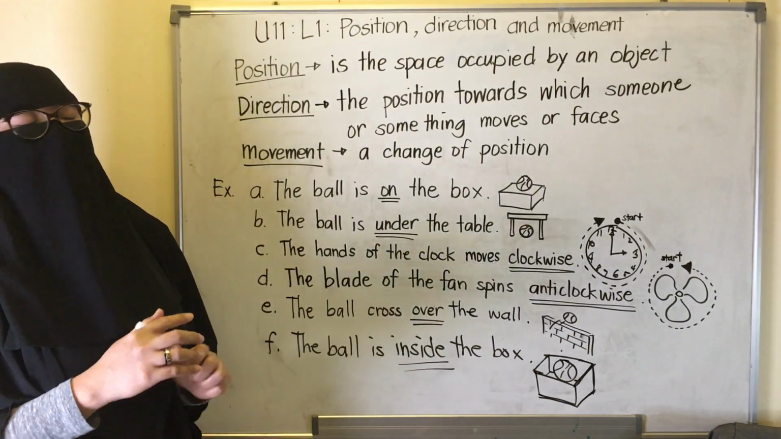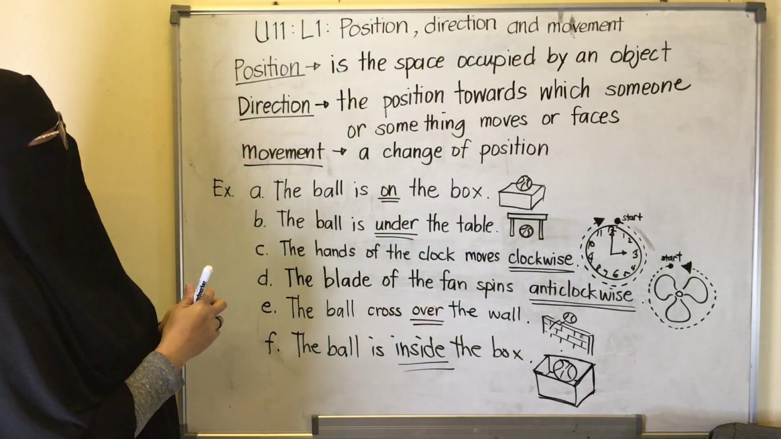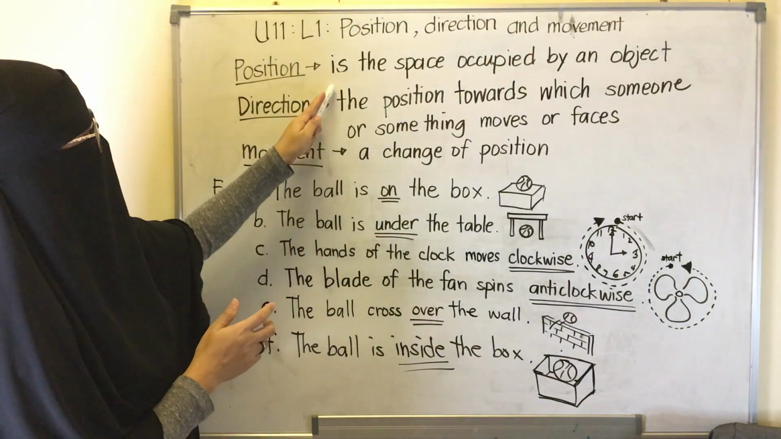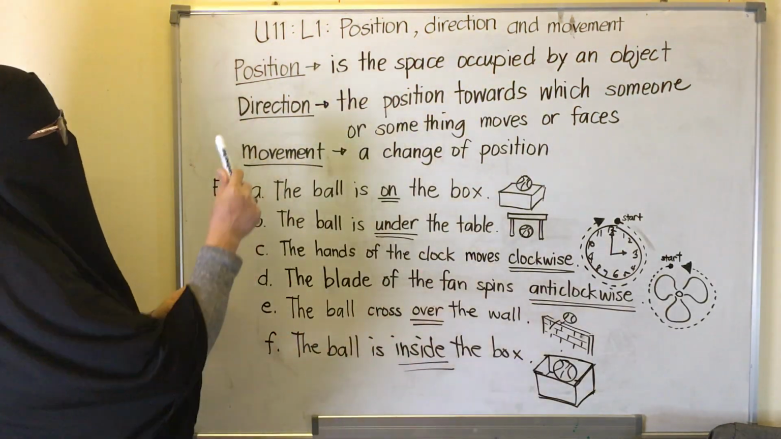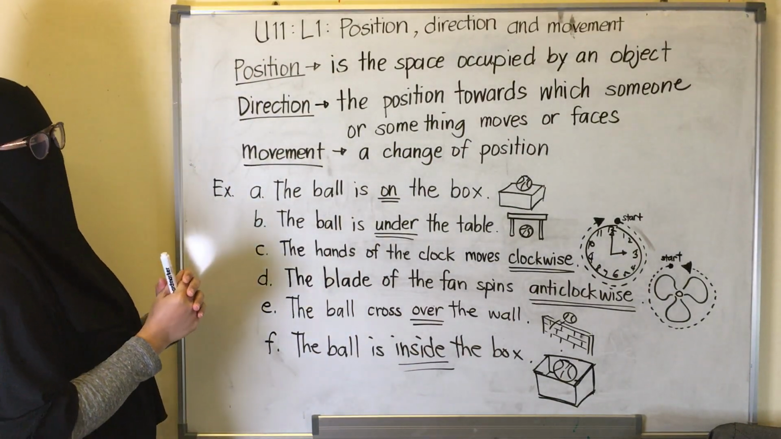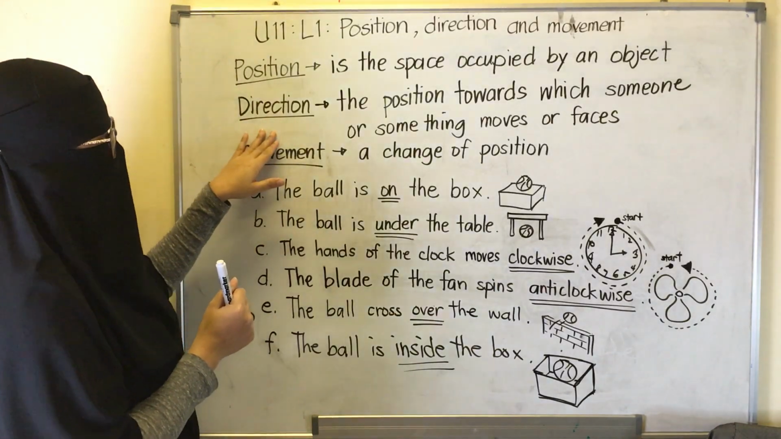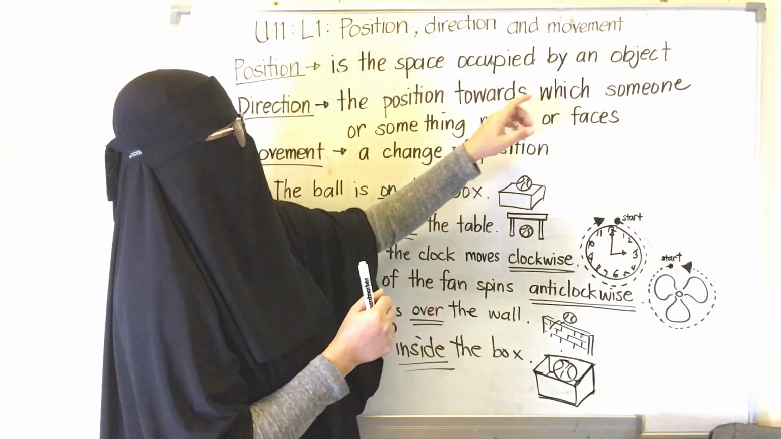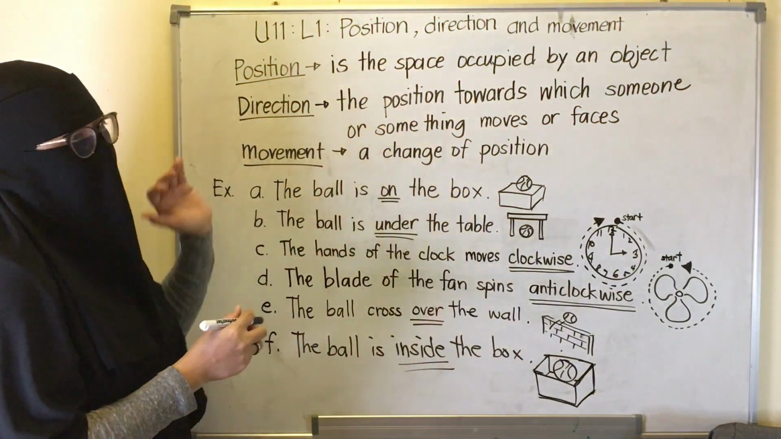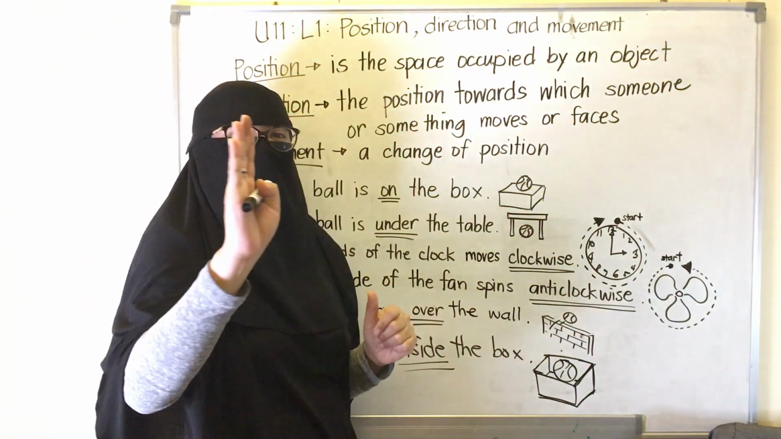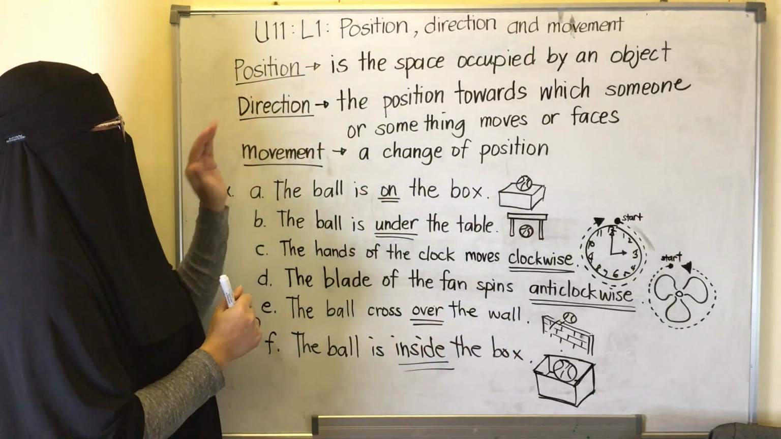let's have the definition of the following words. Let's start with position. Position means the space occupied by an object. That is what we call the position. Then we have direction. Direction means the position towards which someone or something moves or faces. For example, you're facing in this direction. Later on you will understand what we mean by direction.